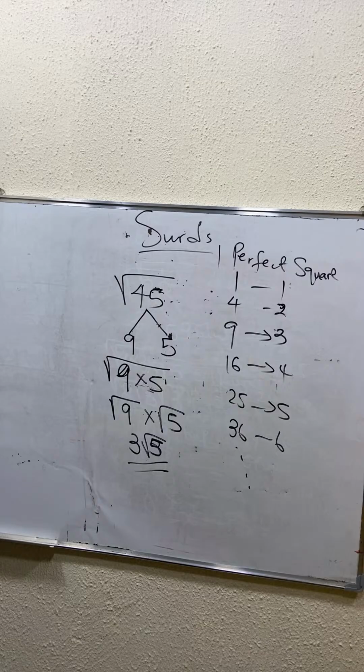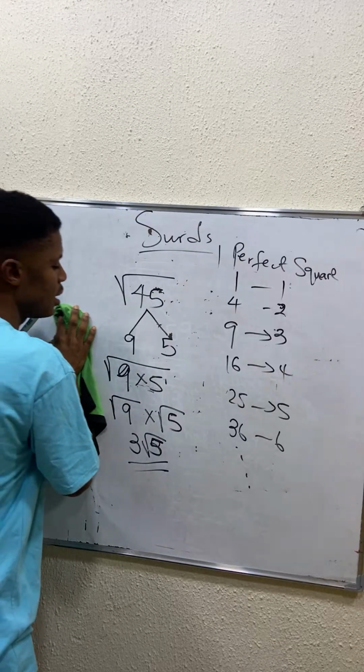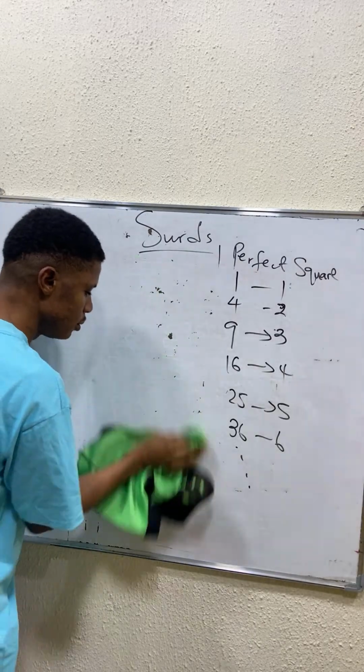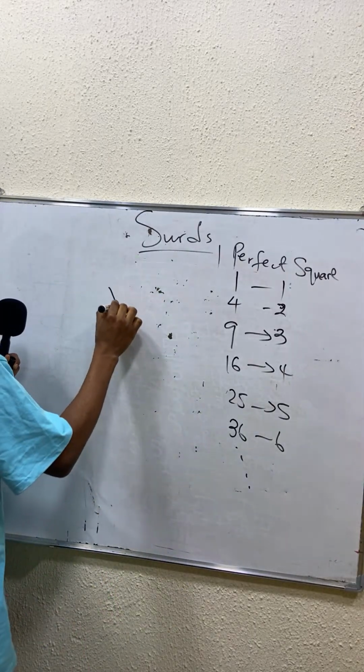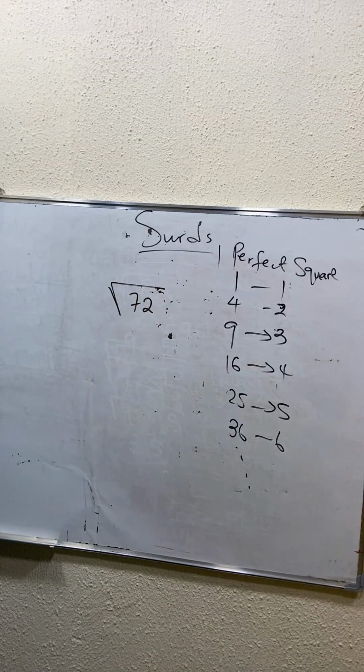Okay, that's the simple way to do it. It's very, very easy. So the answer is 3 root 5. Good, let's move on. Let's look at square root of 72.